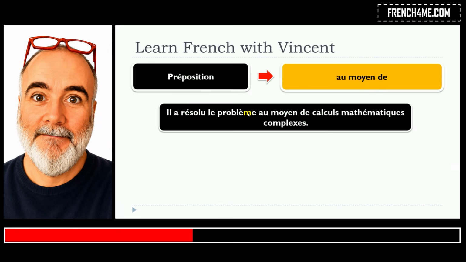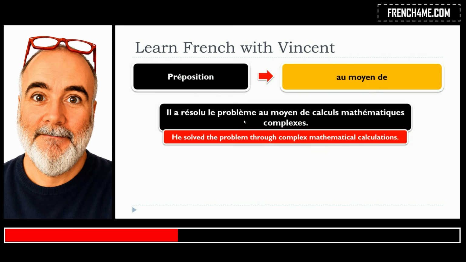Il a résolu le problème au moyen de calculs mathématiques complexes.